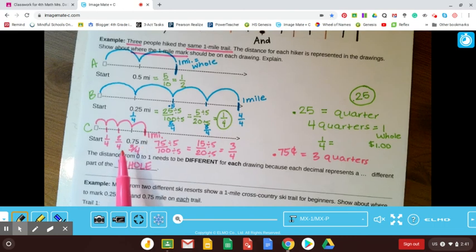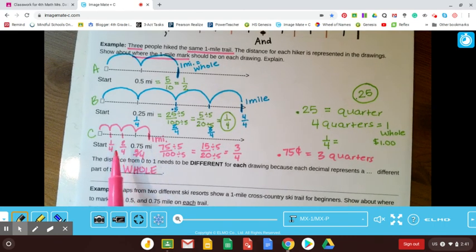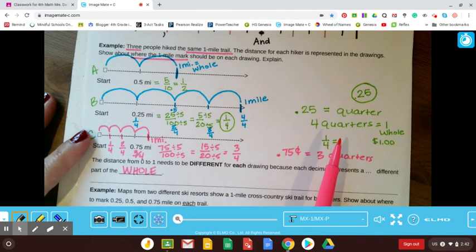And finally, in our third example, the third hiker, we realized that 75 hundredths is really saying 3/4. So we needed to divide that distance between the 0 and the 1, or the 0.75, into those 3 equal parts. And then we needed to kind of add one more of those equal parts to get to the whole of 1 mile, right? So a lot of complicated thinking, and we really demonstrated how we use structure by relating decimals to fractions, and that helped us be able to locate that 1 mile mark on each of these examples.